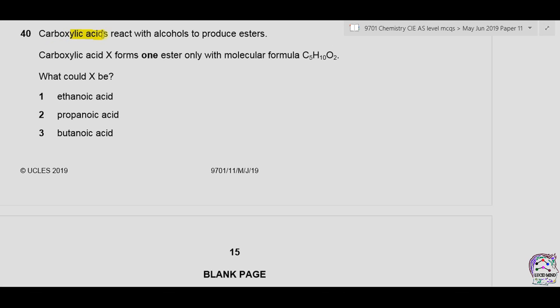Question 40. Carboxylic acids react with alcohols to produce esters. Carboxylic acid X forms one ester only with molecular formula C5H10O2. What could X be? As we can see that the molecular formula of the ester is C5, it consists of 5 carbon atoms. In ethanoic acid we have 2 carbon atoms, so we will need a 3-carbon alcohol, which is propanol, in order to form a 5-carbon ester. Now this 3-carbon alcohol can also be a secondary alcohol instead of primary. The rest are the hydrogen atoms.